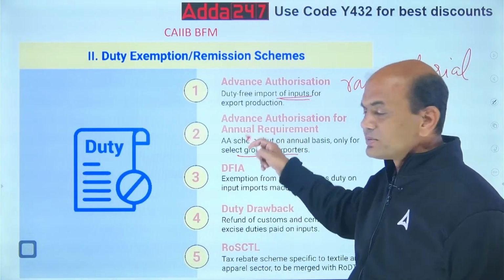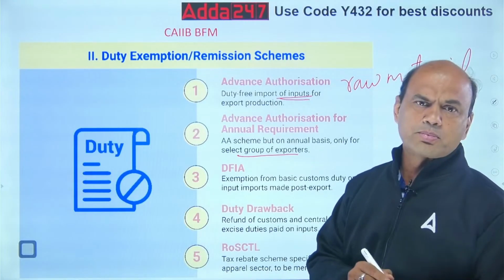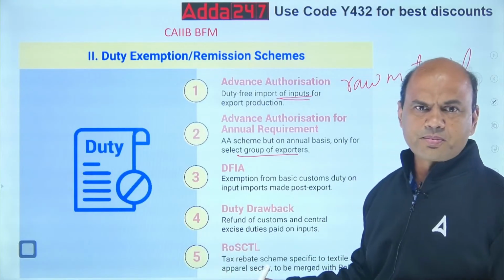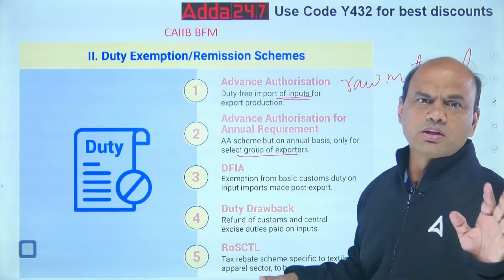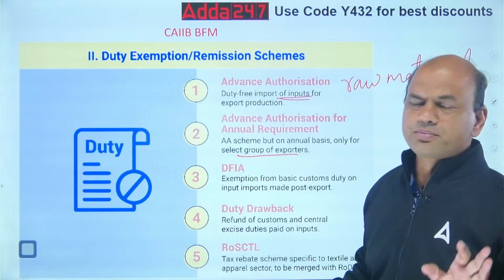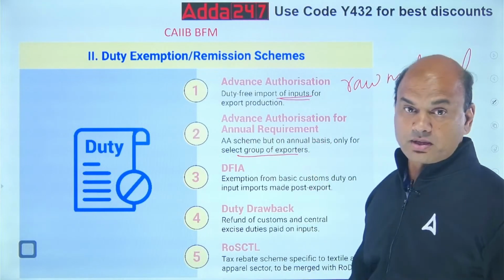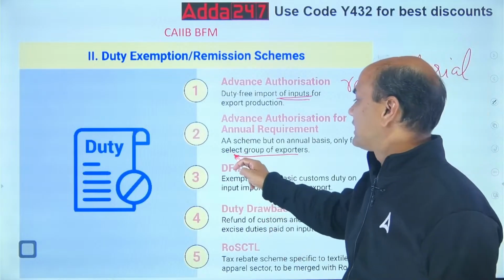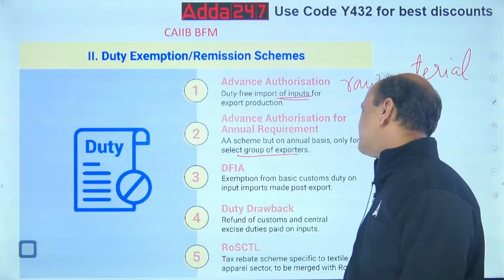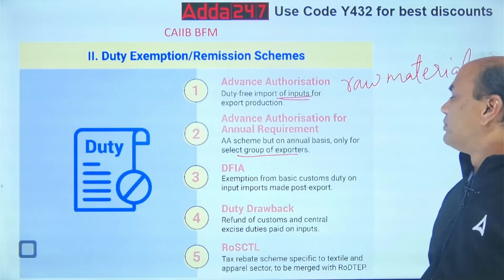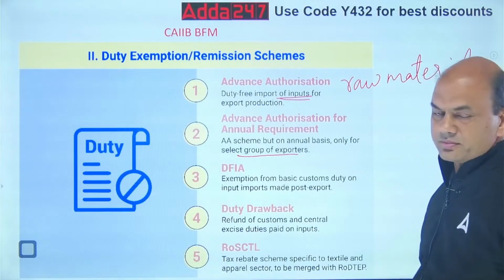So these big companies will give a budget to the government. See, in the year we will be producing this many goods. For that, this much requirement will be there. You give it to me right now only. Every time I won't come to you. So this is a scheme on annual requirement for big companies. Select, see this word, select exporters. Then DFIA, exemption of basic customs duty on input imports made post export.